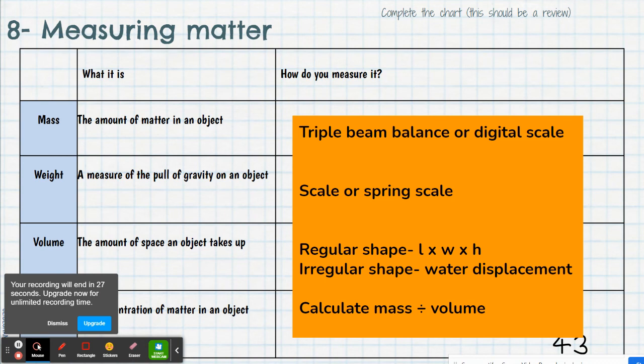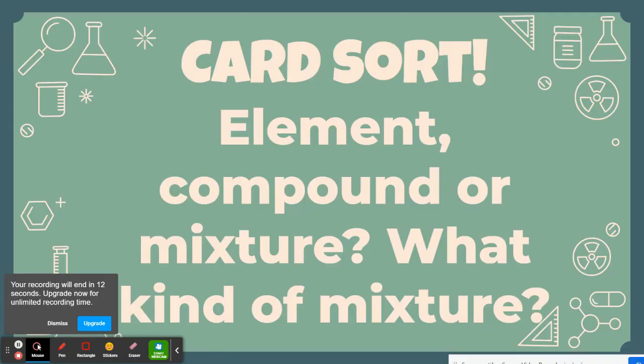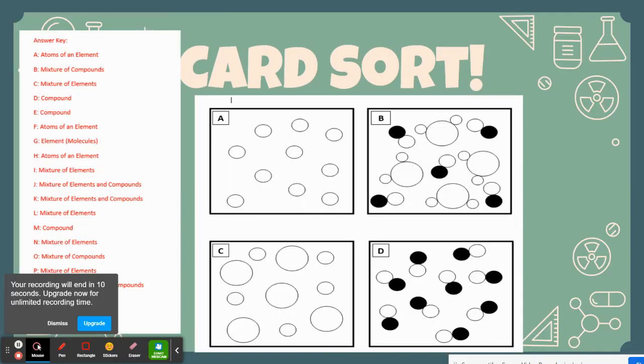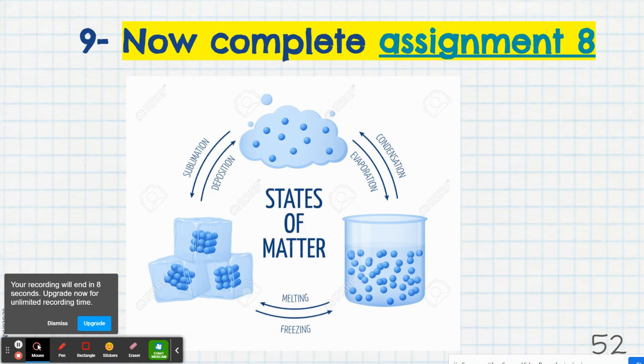Volume is the amount of space something takes up. If it's a regular shape, we can use our formula. Something irregular, we could find it with water displacement. And density is the concentration of matter in an object, and our formula is mass divided by volume. Students in class will do a card sort. I'm going to skip through these right now.